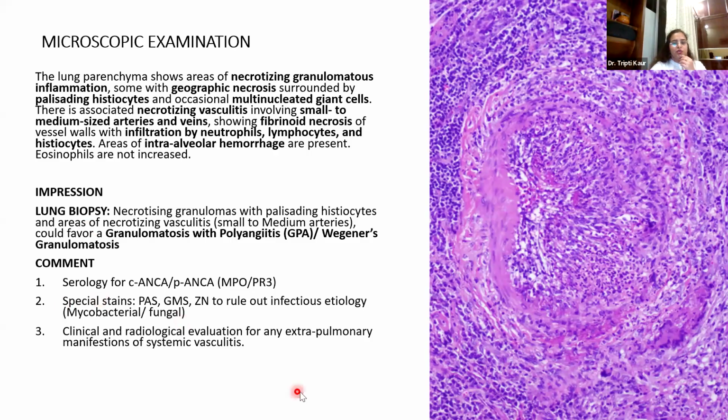So in the comment section, you know the drill: serology, special stains, clinical and radiological evaluation. And if you don't find a vasculitis focus, please mention that you still can't rule out an infective etiology, or for that matter even a rheumatoid nodule, because all of that will look the same. So you give the differentials according to what you see. If you have a clear-cut focus of vasculitis, don't hesitate to give the differential of GPA.